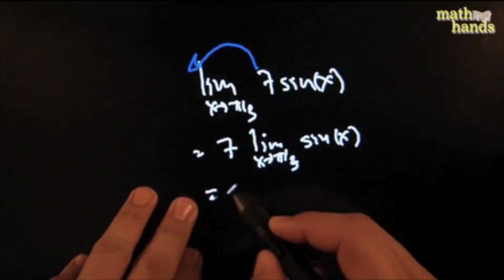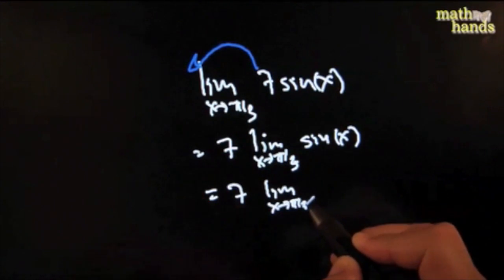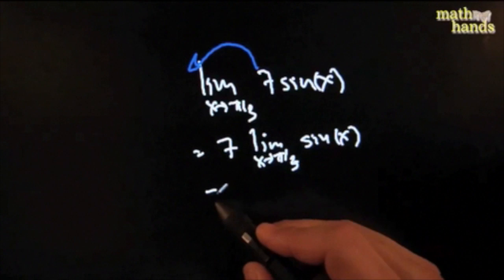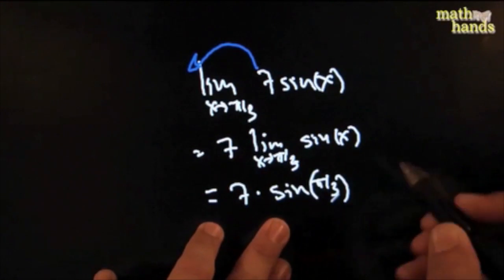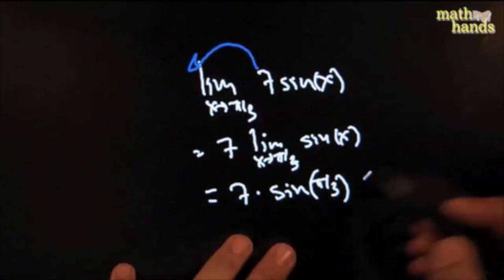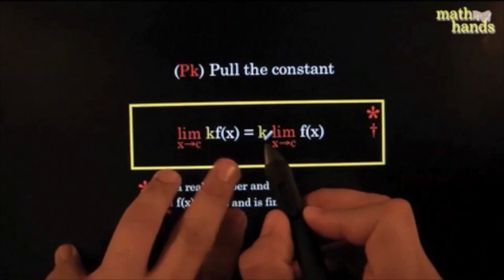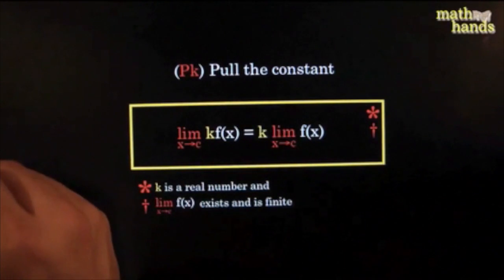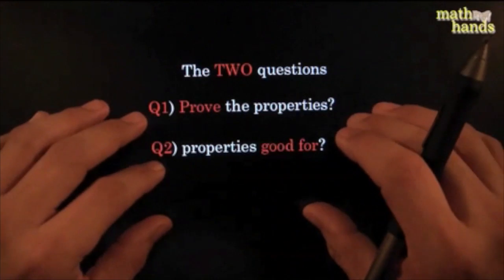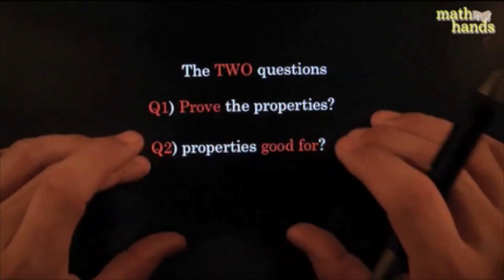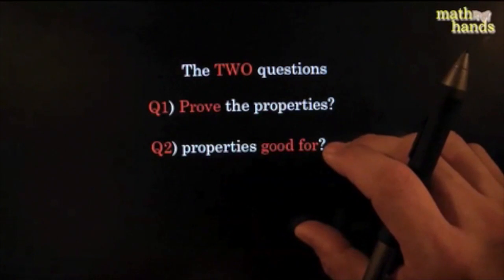This one you can actually do by the plug-in method. That's equal to 7 times sine of pi over 3, and then you'd be done with that. Okay, very famous: you could pull the constant so long as each of these pieces exists and is finite. So two super important things: you've got to prove the properties, and you've got to figure out what they're good for. I'll give you a little tiny taste of what they're good for, but let me elaborate on that.